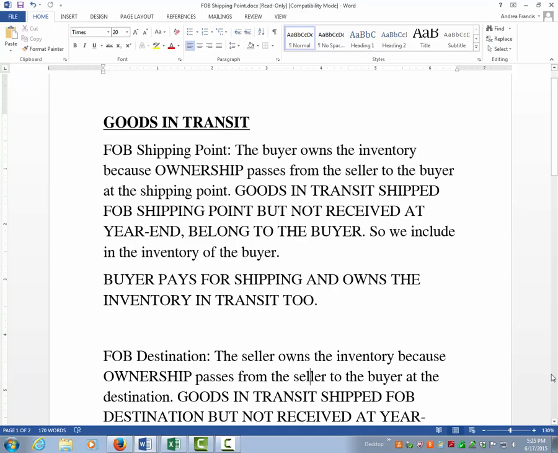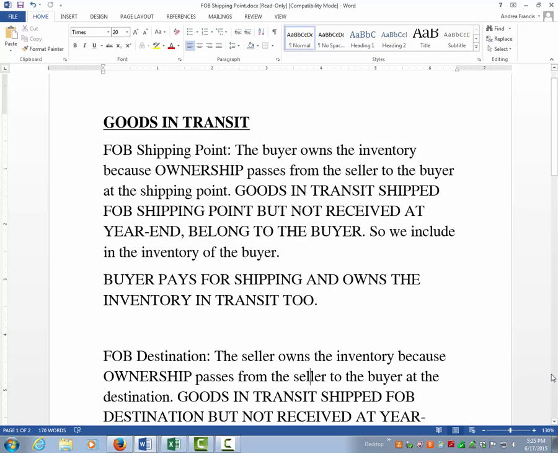So the rules will help us to determine whether inventory belongs to the company or not. So even though it may be a little bit dry to go through all the rules and it feels a little bit boring, the reality is that your level of frustration will be much lower if you understand the rules so that you'll be able to answer the questions more easily.